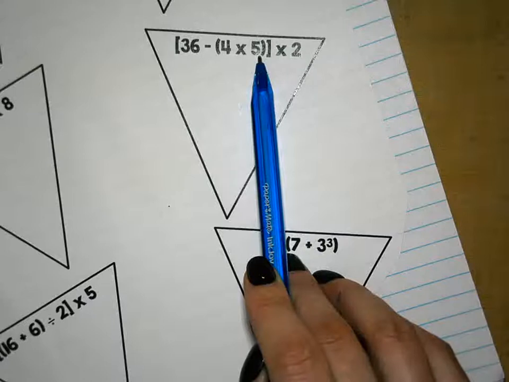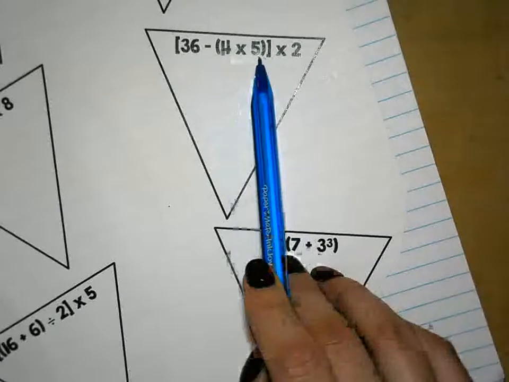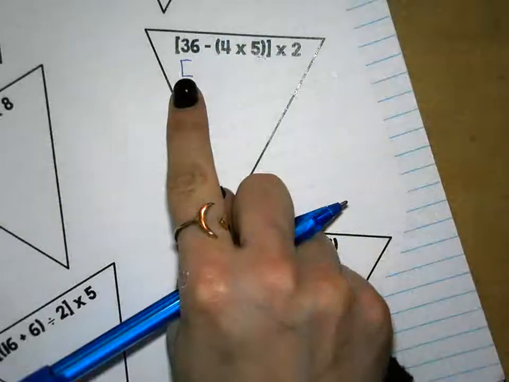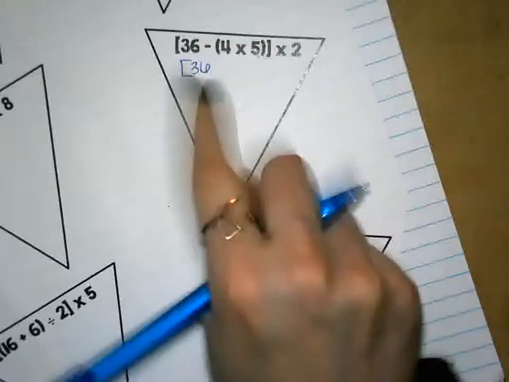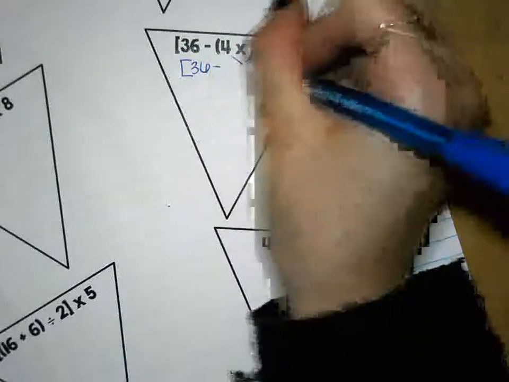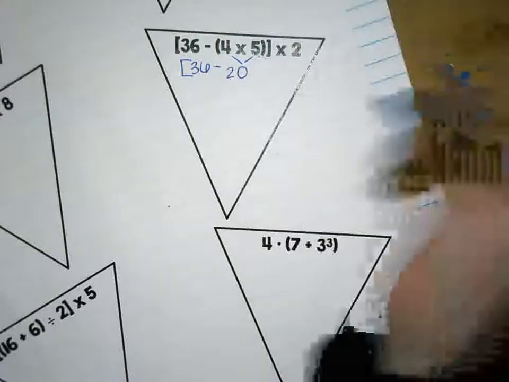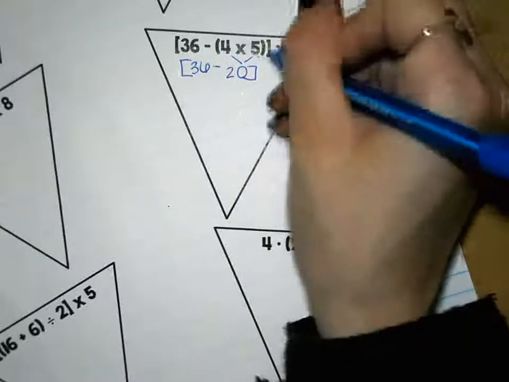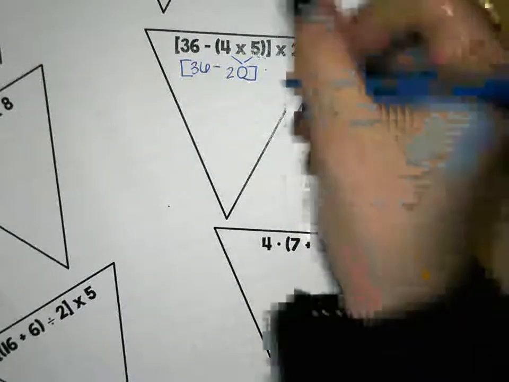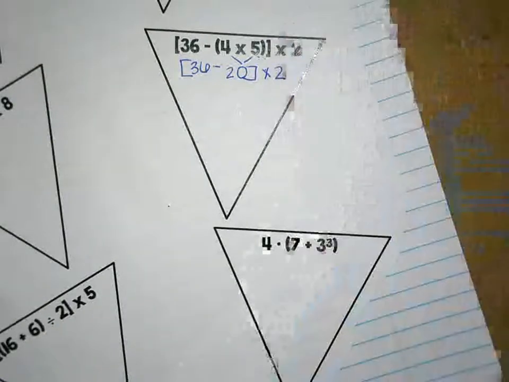Does that make sense to everyone? What is 4 times 5? 20. So I'm going to bring down that parentheses still, because I still have that parentheses. Bring down the 36. Bring down that minus sign. The 4 times 5, as you guys already told me, is 20. I then need to bring down that parentheses sign. That bracket is what they're called. And bring down the times 2.